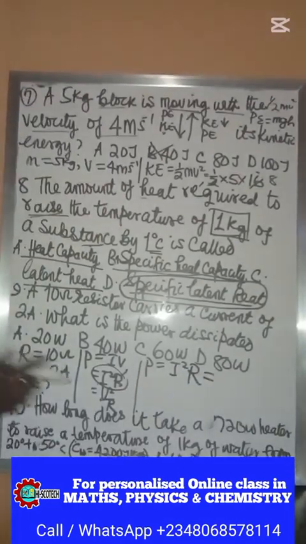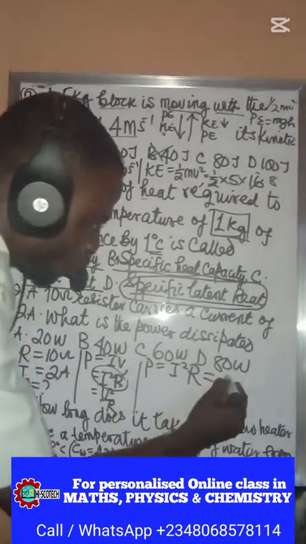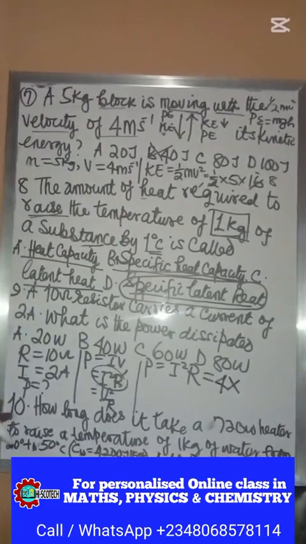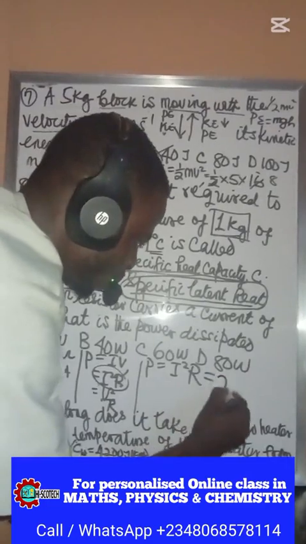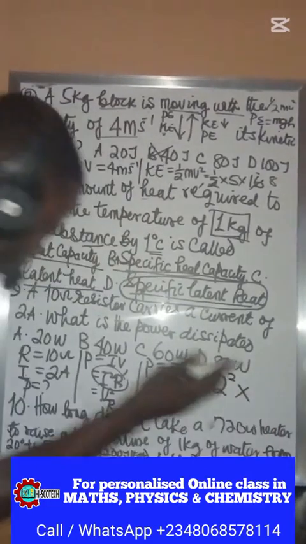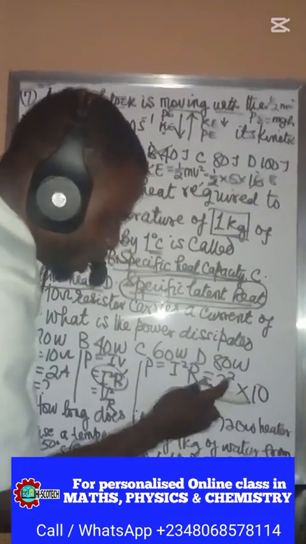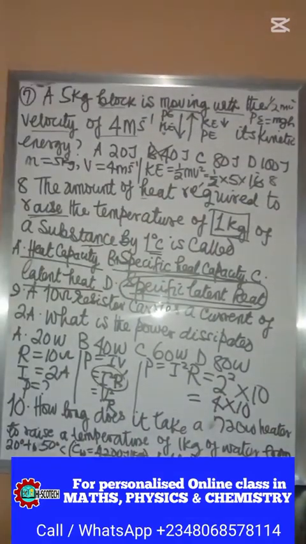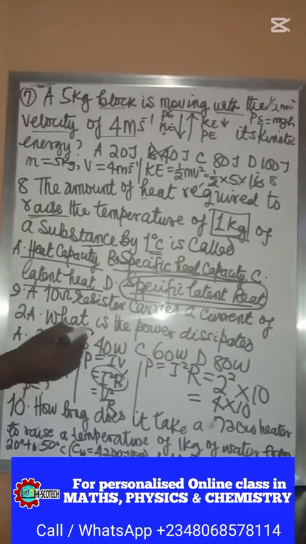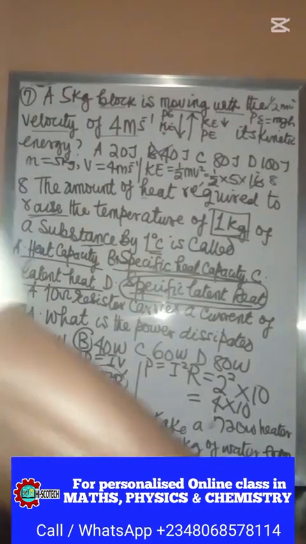Our I, which is current, is 2. So 2 squared is 4, times our R, which is 10. 4 times 10 is 40. And the right option here is option B. Yes, option B. Now we go to the next one.